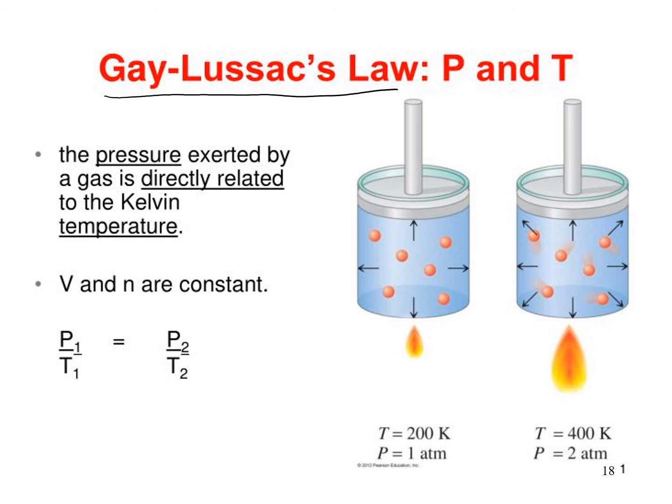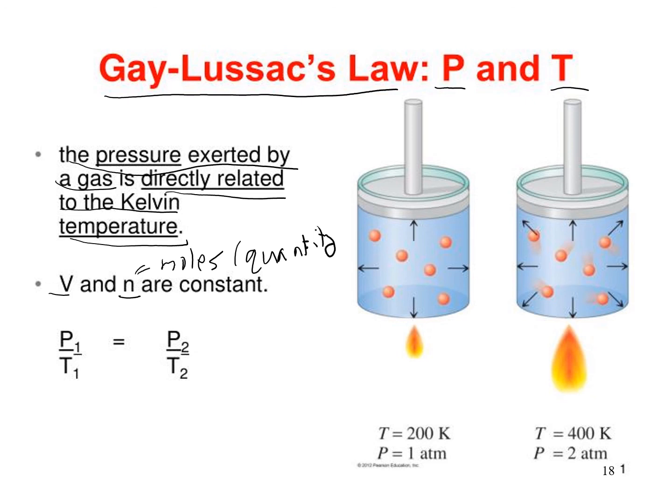Gay-Lussac's law is the relationship between pressure and temperature. It states the pressure exerted by a gas is directly related to the Kelvin temperature. In this case, the volume and N are constant. N is equal to moles, which means it is for a fixed quantity of gas.